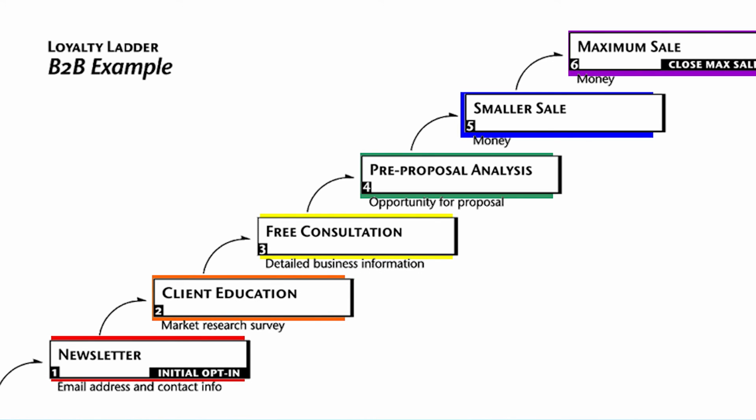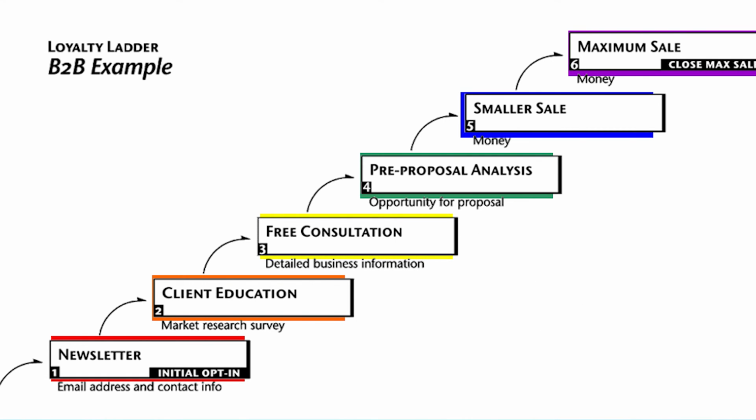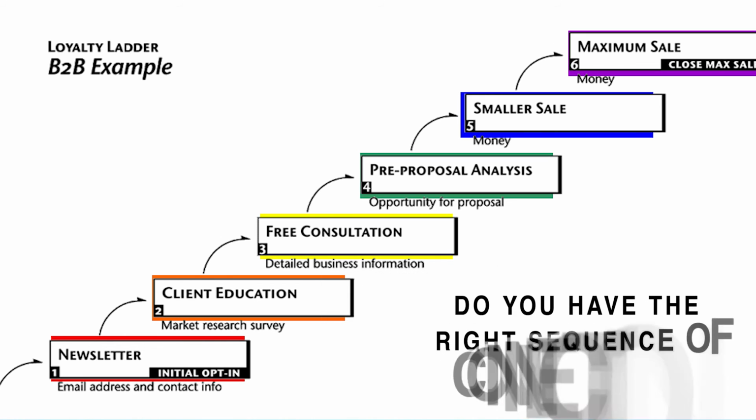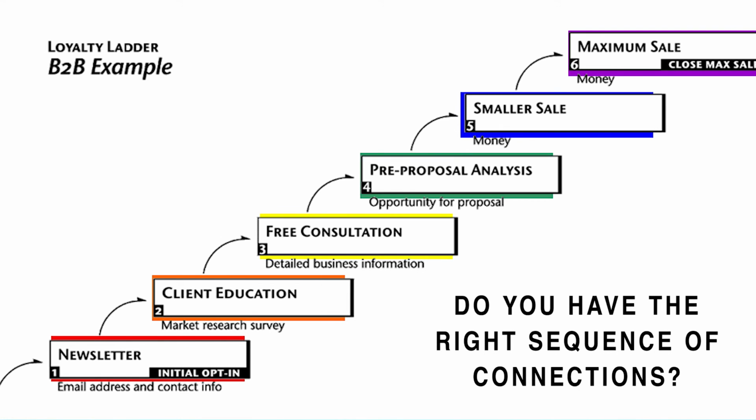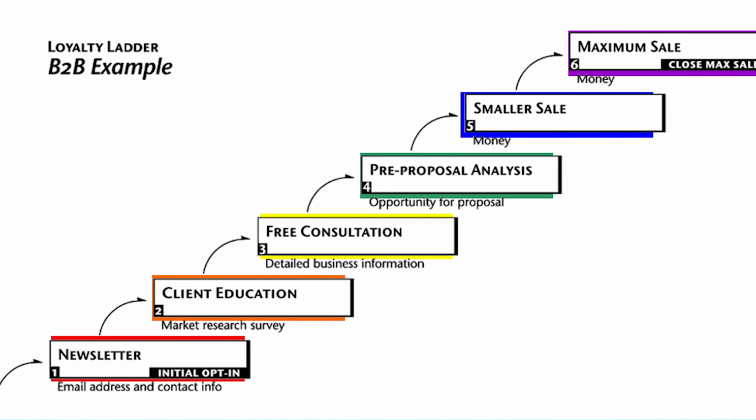You want to ask yourself whether I have all the colors covered. You want to ask yourself whether or not you have the right sequence in place. In other words, do you have the right connections in the loyalty ladder and in your campaigns? This is your principal roadmap for success. In future sessions, we'll be talking about tracking and measuring your campaigns. But first things first, start with a proper design, and you'll be taking a huge leap towards your future success.